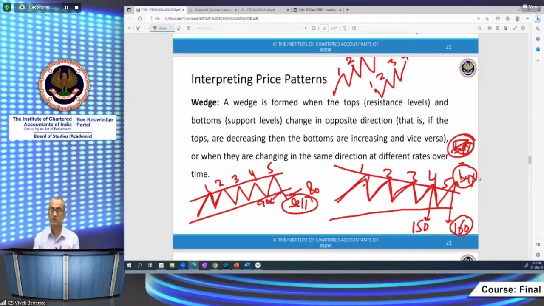So this is a wedge pattern. This wedge pattern is showing a buy signal, a bullish signal, and the earlier wedge pattern shows a bearish signal, a sell signal.